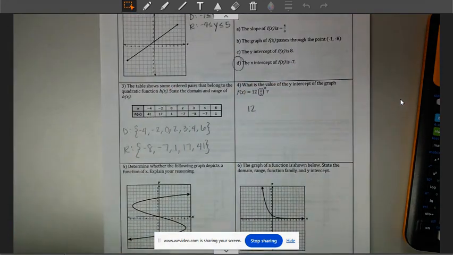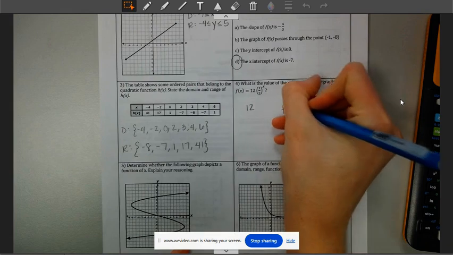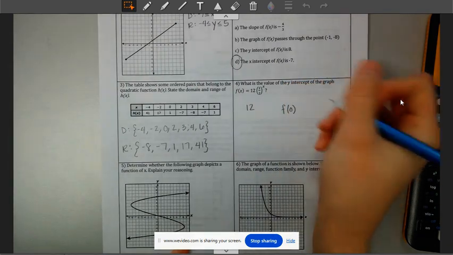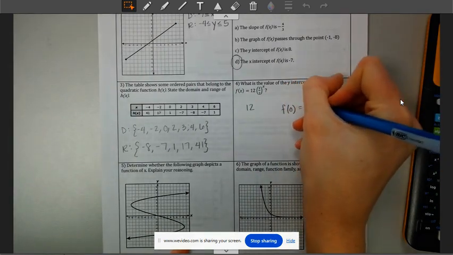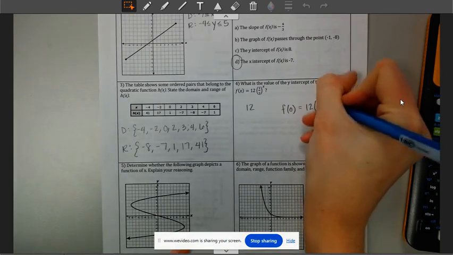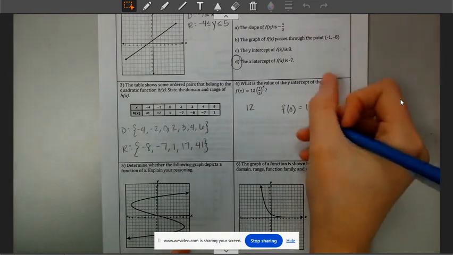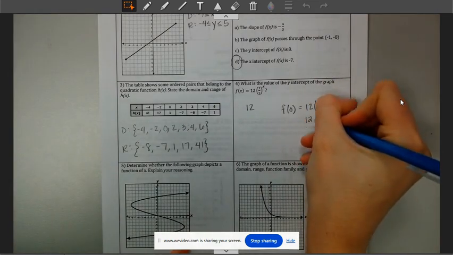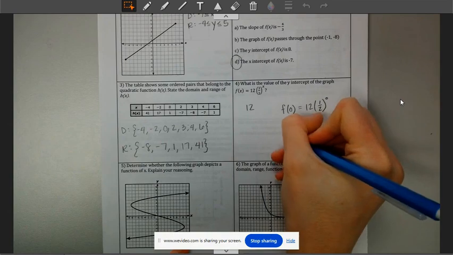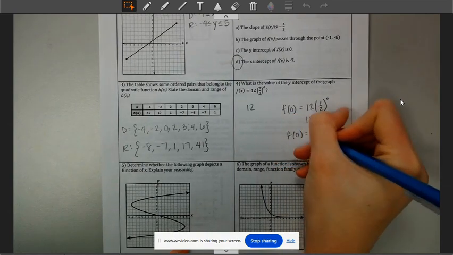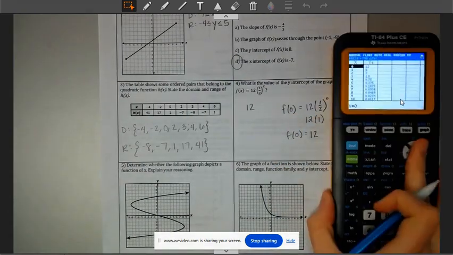The other way you could have done this is you would have plugged in 0 for x, since the y-intercept's always when x is 0. We have 12 times 1/2 to the power of 0. You could have typed that in the calculator. Anything to the power of 0, as we'll learn, will be 1. So 12 times 1 is 12. So the y-intercept is 12. But you could have just seen it in the calculator.